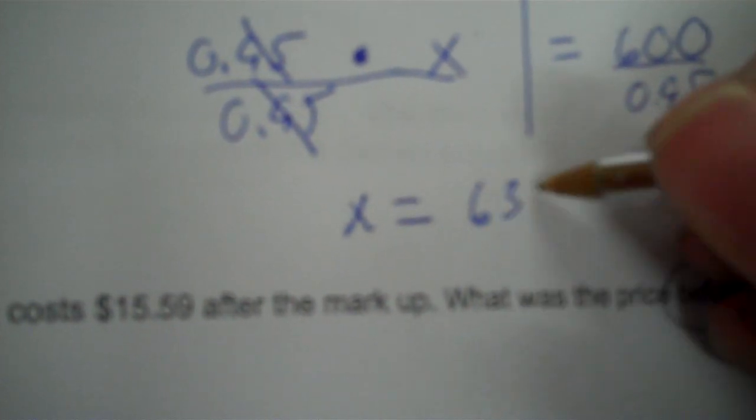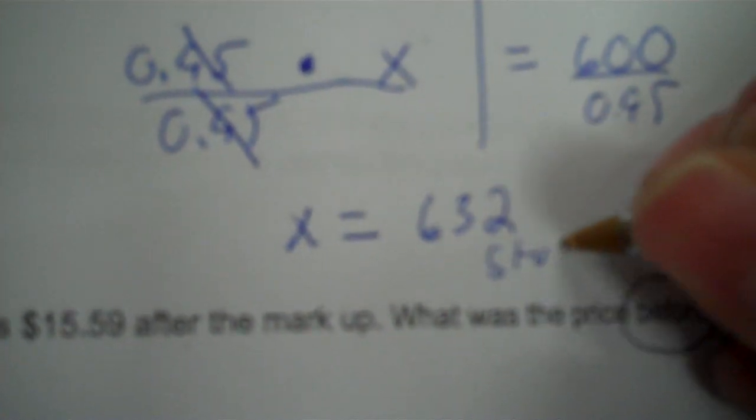Now, this isn't a money problem, so I want a whole number. It's 631.5, but it's 600 students, so we need a whole number. If it's money, you can do 2 decimal places, but it's not money. So 631.5 would go to 632, because 5 or bigger rounds up to the next whole number. 600 students, so it'd be 632 students.